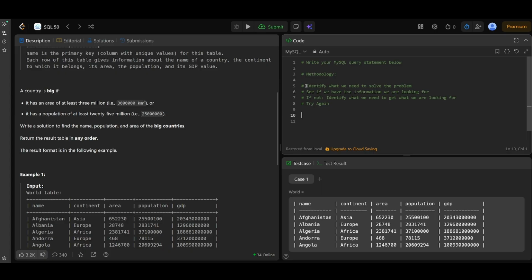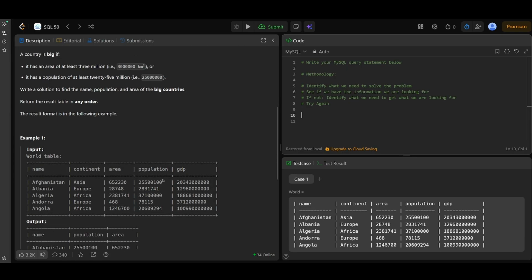Applying the methodology, first identify what we need to solve the problem. We need name, population, and area. Then see if we have the information we're looking for. Yes, these are just 3 columns in our World table, so we can get started. We're going to use a SELECT, which is the standard way of getting the columns you need from a SQL table. We're going to be selecting name, population, and area. And since we have the information we're looking for, we're going to take it from the World table.